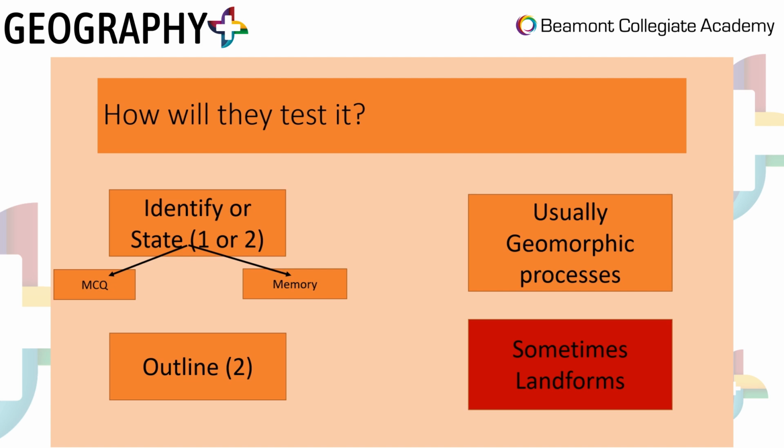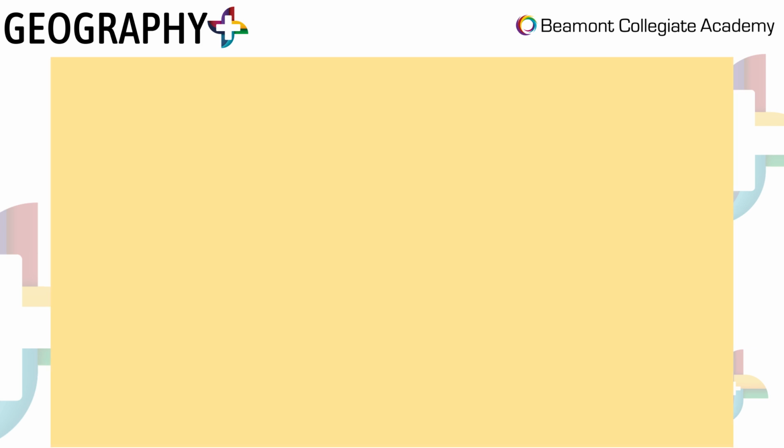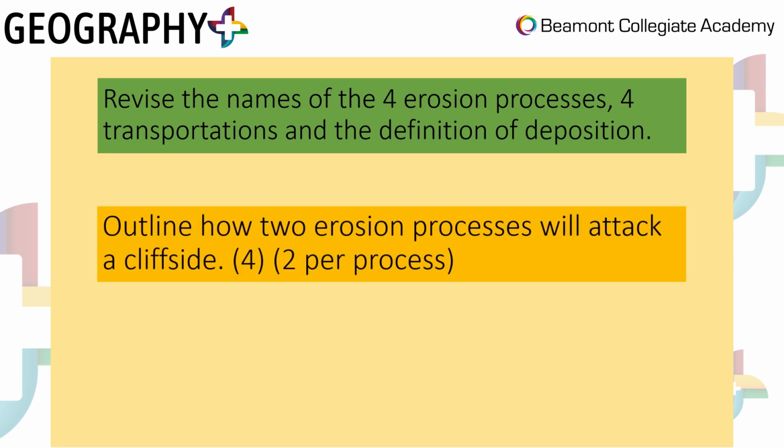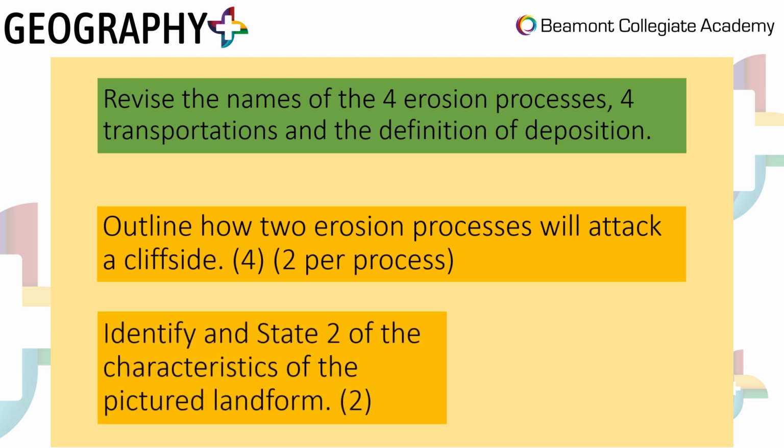Here's an opportunity to revise some of this knowledge. With whatever strategy works well for you, maybe revise the names and the definitions for the erosion, transportation and depositional processes. And then a couple of questions. Try outlining two of the erosion processes you've revised, and maybe identify and state two of the characteristics of this pictured landform. Pause the video here to have a go.